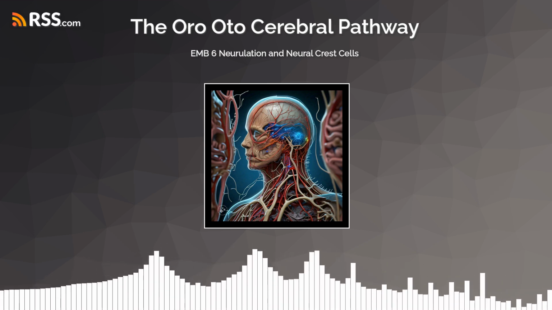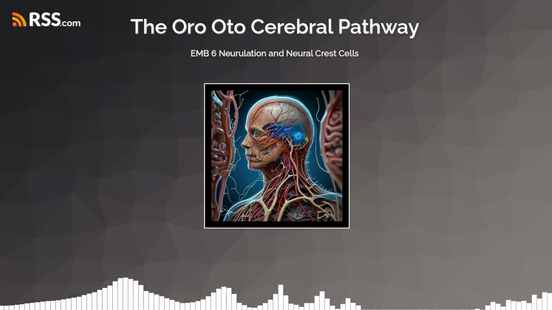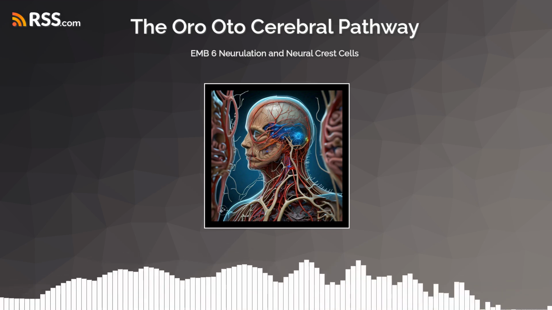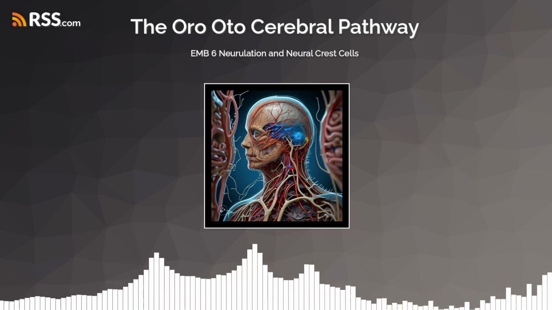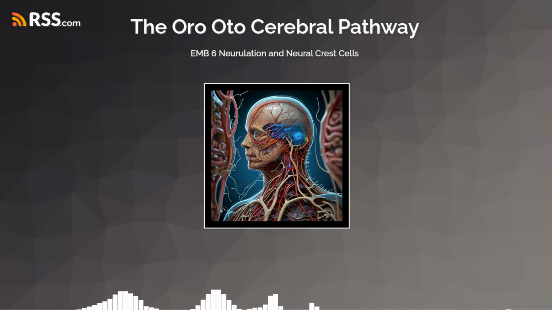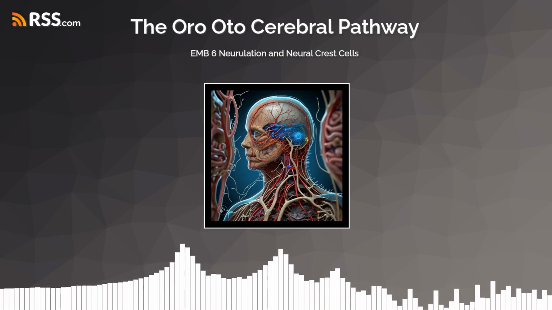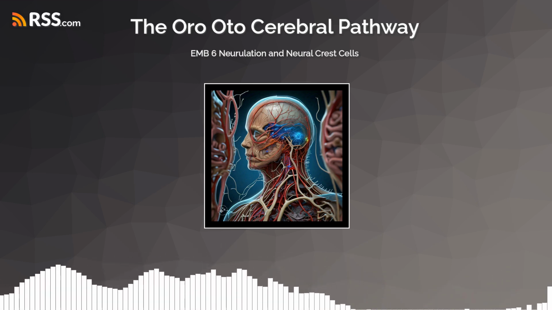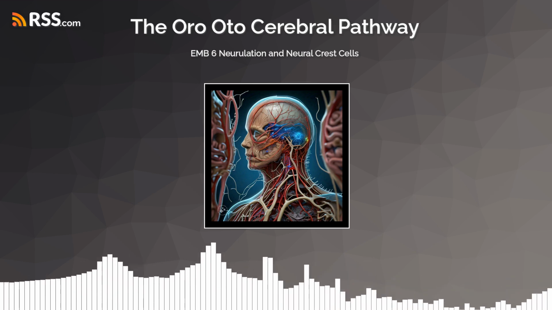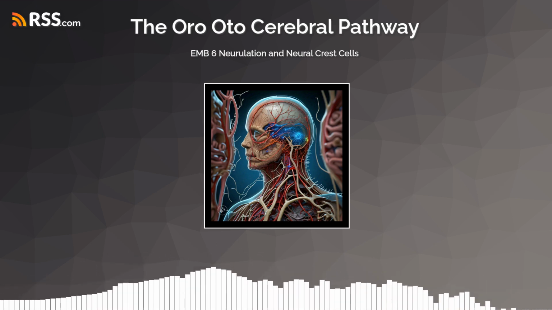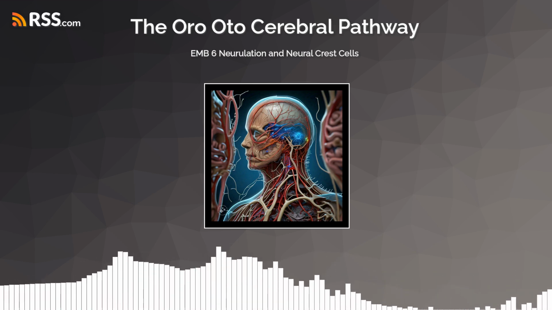The trunk neural crest cells give rise to two populations of cells. One group of the cells is fated to form melanocytes, migrate dorsolaterally into the ectoderm, and the second group of cells migrate ventrolaterally to form the sympathetic ganglia, adrenal medulla, and nerves surrounding the aorta.